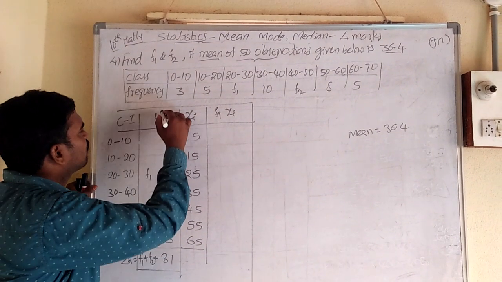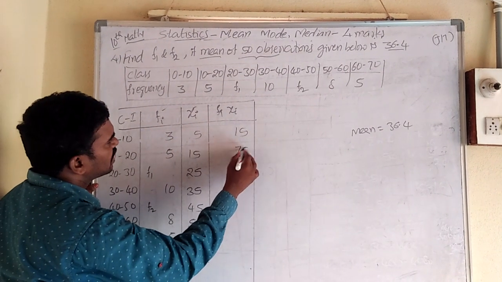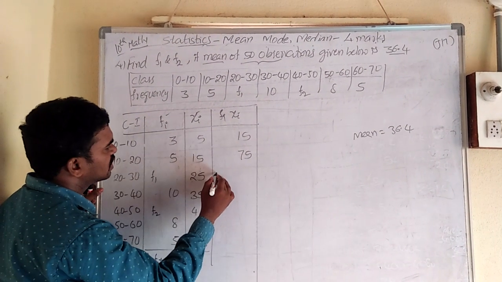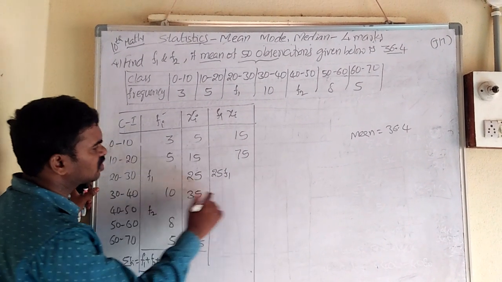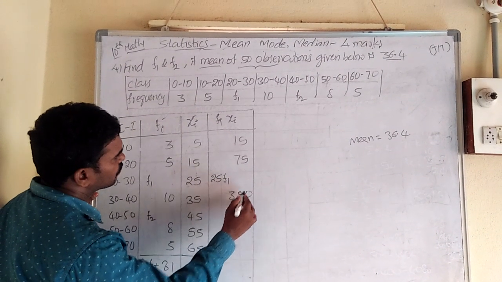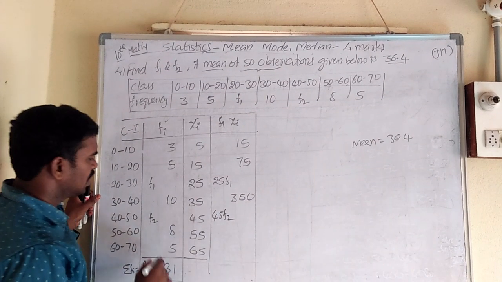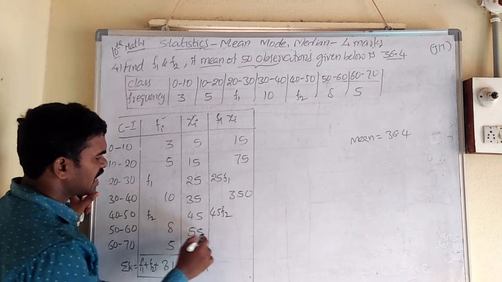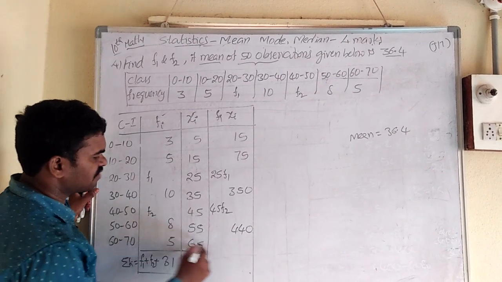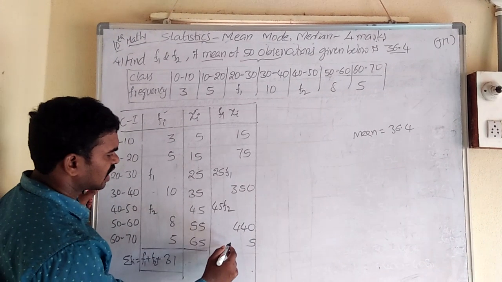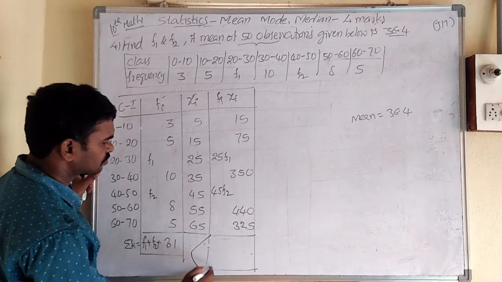So 3 into 5, 15. 5 into 15, 75. f1 into 25, so 25 f1. Okay. Next, 10 into 35, 350. Next, f2 into 45, 45 f2. Next, 8 into 55. Okay? 8 fives are 40, so 440. Next, 5 into 65. 5 fives are 25, 5 sixes are 30, so 325.